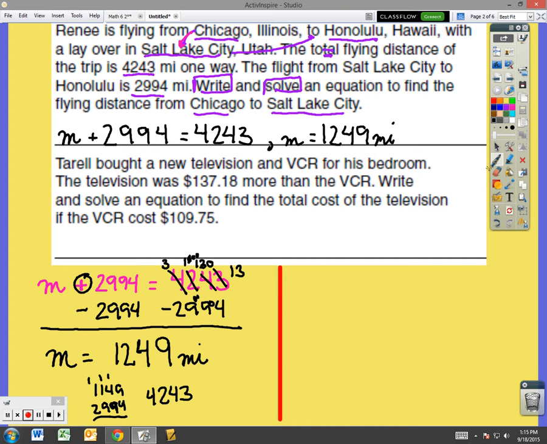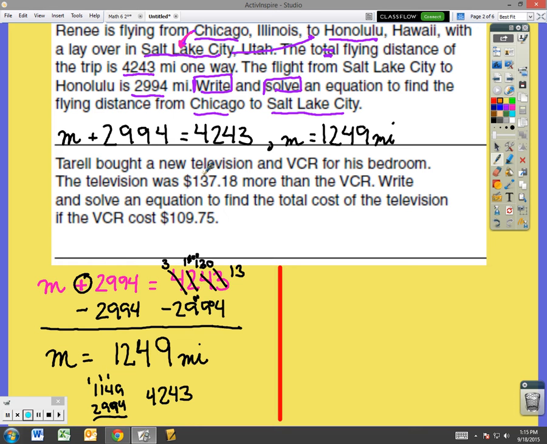All right. So the next one. Terrell bought a new television and VCR for his bedroom. The television was $137.18 more than the VCR. You can tell how old this question is because you guys don't even know what VCRs are. Write and solve an equation to find the total cost of the television if the VCR costs $109.75.